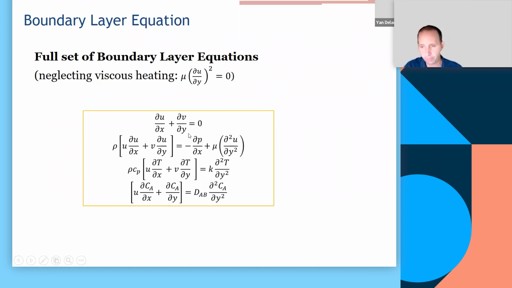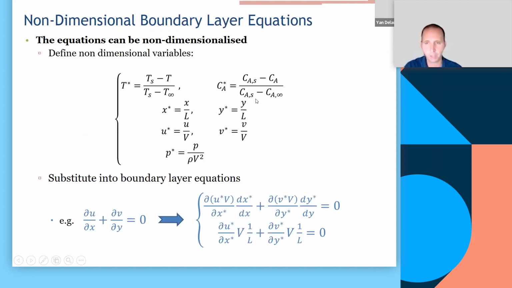If you forget this pressure term, then you will see that you have convection, diffusion, convection, diffusion, convection, diffusion. So the same shape. The only changes are these coefficients that are a little bit different. And that is important. We've, by the way, neglected viscous heating, as I said in the previous slide. So these are the governing equations.